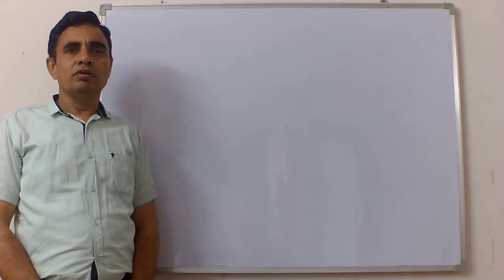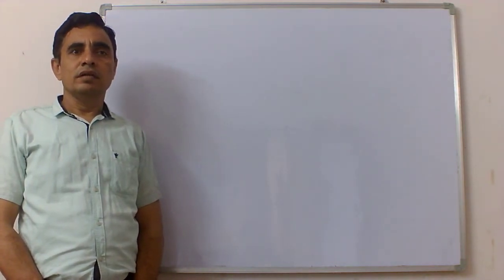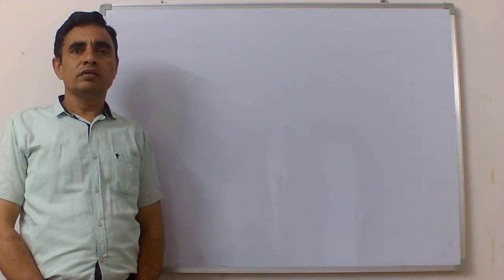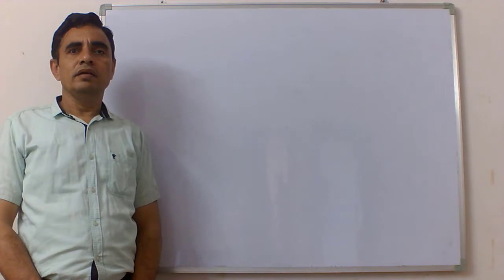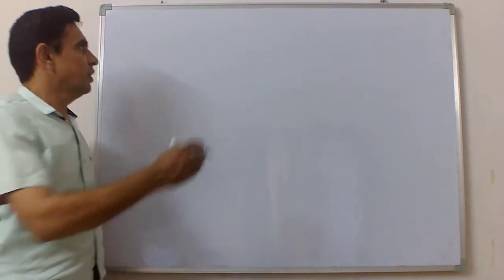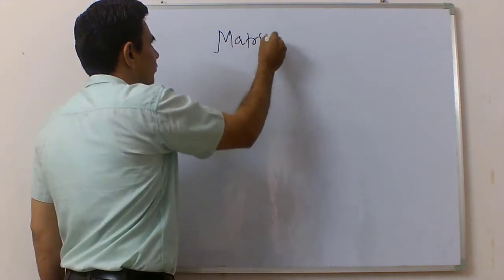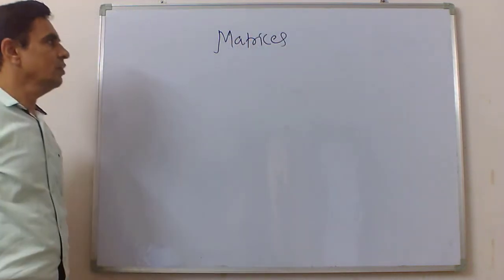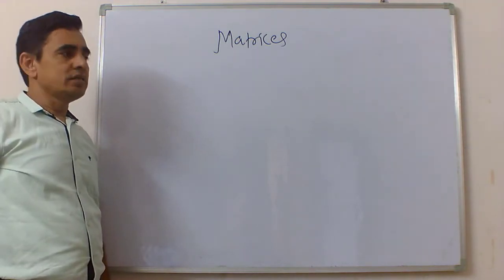Now, in short, we discuss the types of matrices, or the important points of that chapter, and then we see how to solve the MCQs on this chapter. So we discuss matrices. We see important types of matrices here.